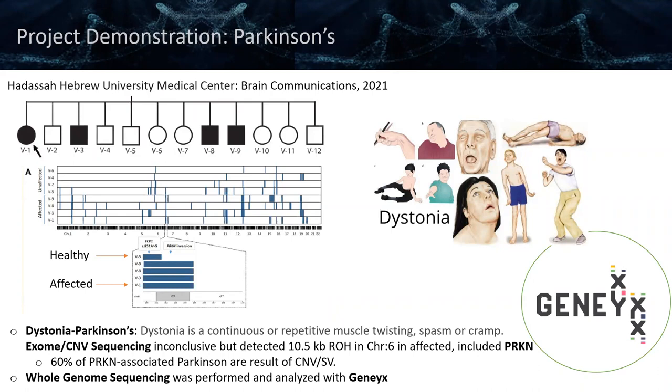Just some general information on PRKN: 60% of the PRKN associated Parkinson's are a result of copy number variants or structural variants. So they wanted to further identify the candidate variants, especially because they knew they had this run of homozygosity. They utilized one affected individual and a healthy individual. Just to preface, the healthy individual had the same runs of homozygosity, but within the PRKN, they observed a meiotic recombination. So it wasn't completely similar to the affected individual.